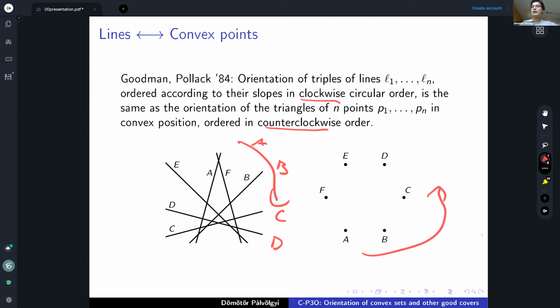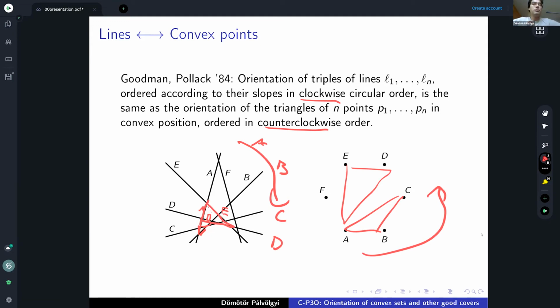And really, let's look at ABC. For example, that's +1. Here you will have A, B, and C. So it is also a clockwise orientation. Or if you look at ADE, that is clockwise. And also if you have ADE, so this triangle is also clockwise.